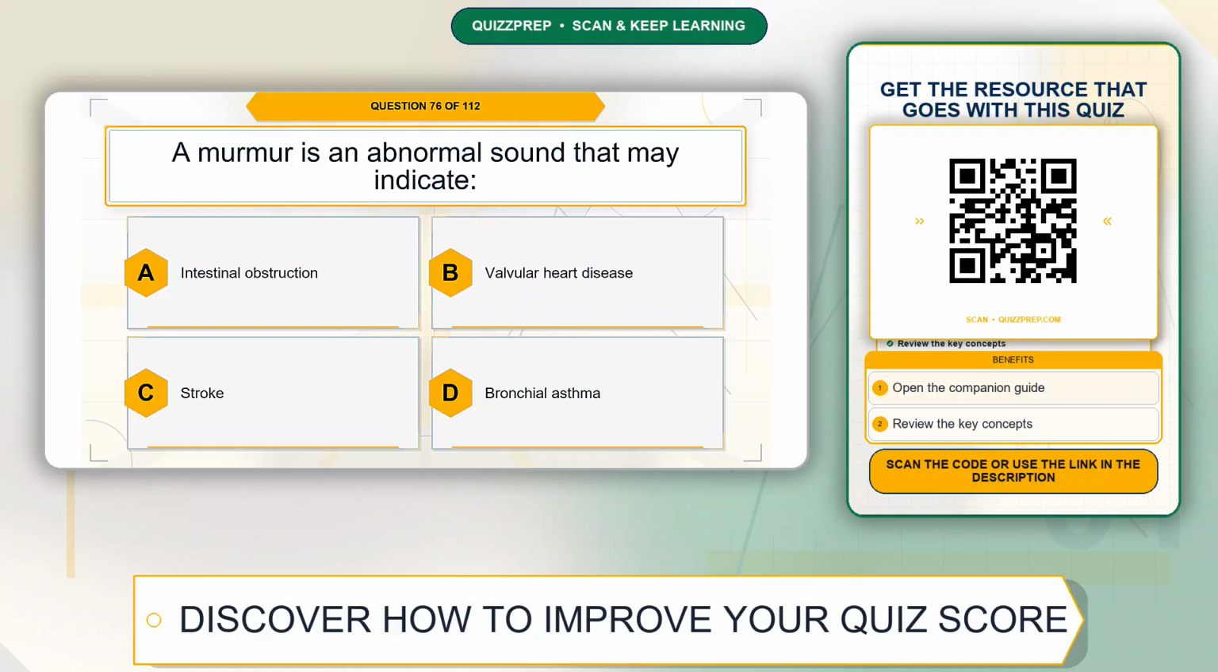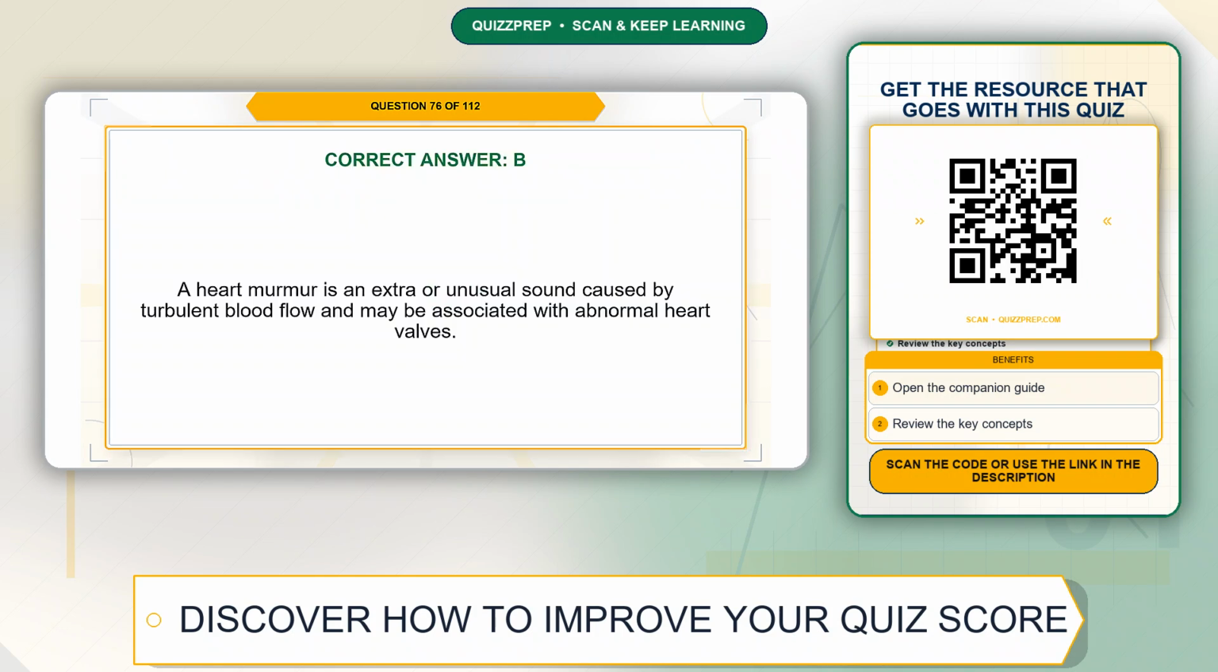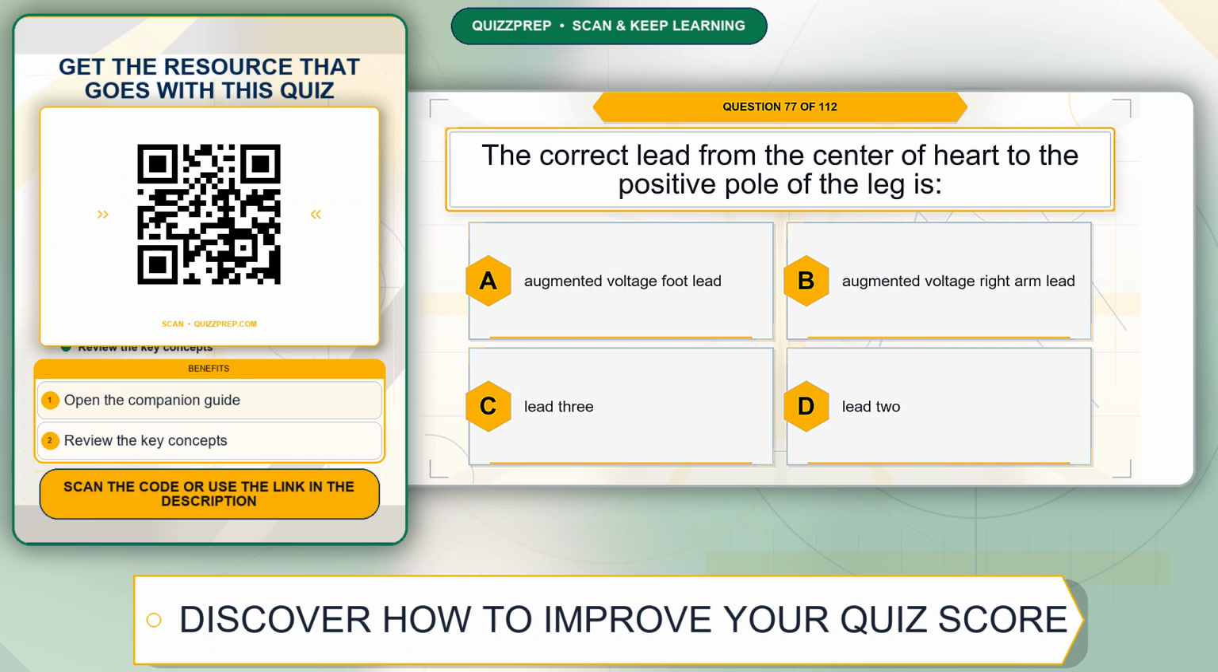Question 76. A murmur is an abnormal sound that may indicate: option A, intestinal obstruction. Option B, valvular heart disease. Option C, stroke. Option D, bronchial asthma. The correct answer is option B, valvular heart disease. Explanation. A heart murmur is an extra or unusual sound caused by turbulent blood flow and may be associated with abnormal heart valves. Question 77.